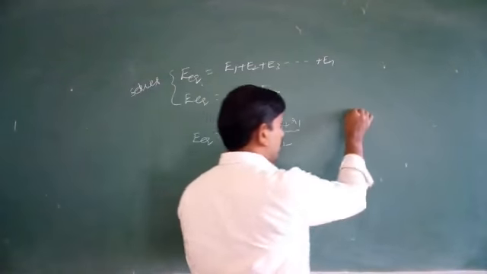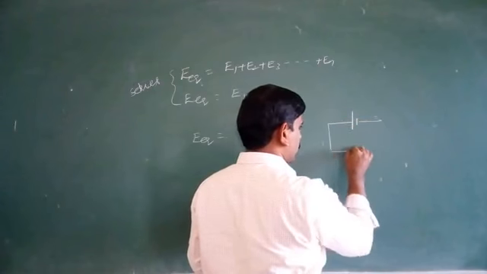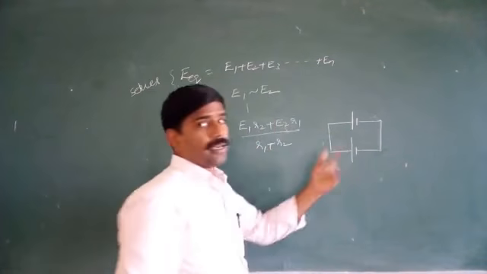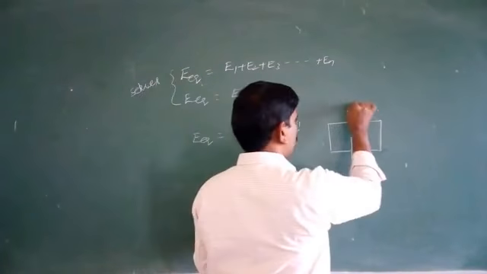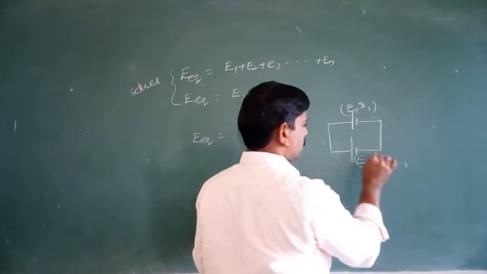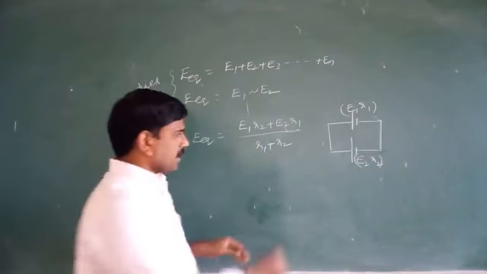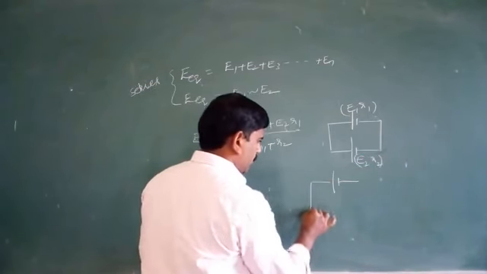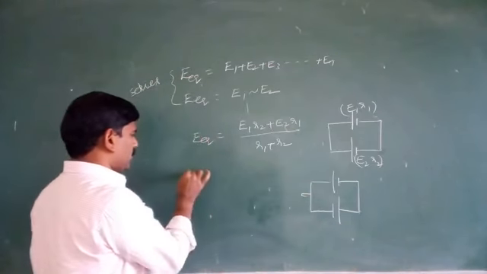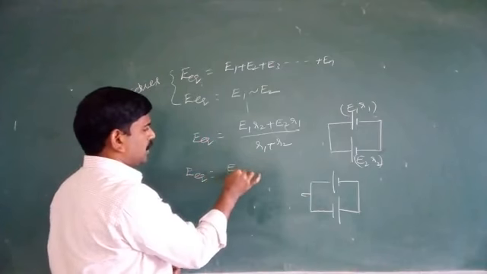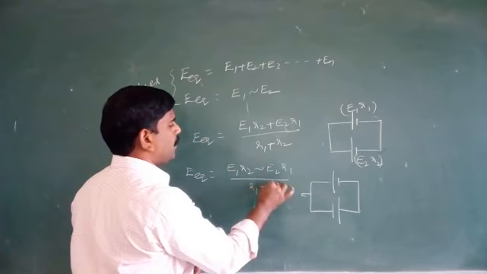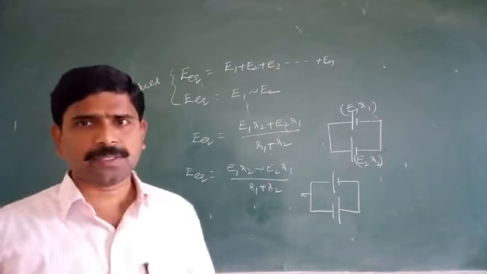That is, positive terminals are connected at one point and negative terminals of these cells are connected at another point. Here the EMF is E1 with internal resistance R1, and E2 with internal resistance R2. In case positive is connected to negative like this, the equivalent EMF is equal to (E1 R2 minus E2 R1) by (R1 plus R2).